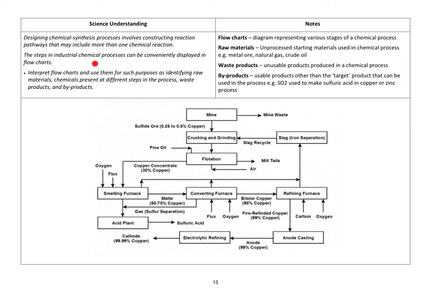The steps in industrial chemical processes can be conveniently displayed in flowcharts. What you need to be able to do is interpret flowcharts and use them for purposes such as identifying raw materials, chemicals present at different steps in the process, waste products and byproducts. So let's have a look at this.